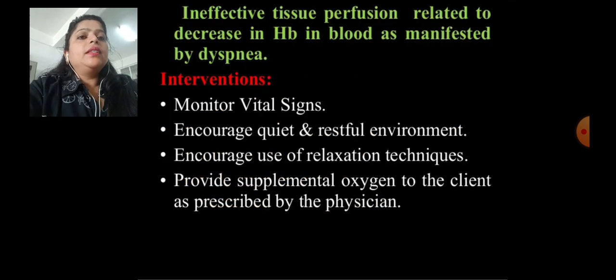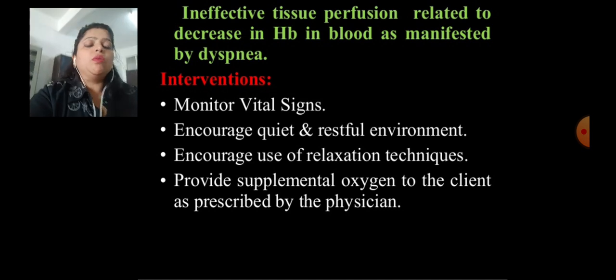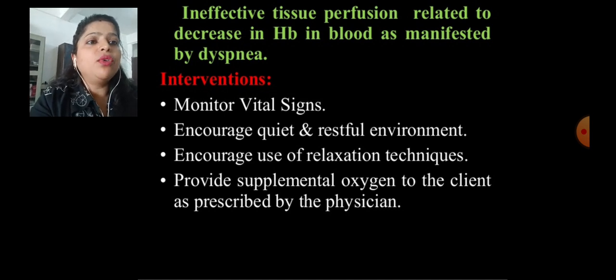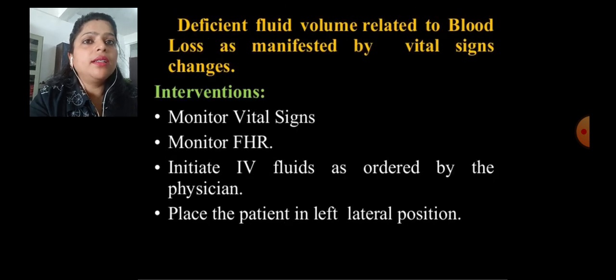Then comes ineffective tissue perfusion related to decrease in hemoglobin in blood as manifested by dyspnea. So due to dyspnea, what all things will we do? Here the intervention is monitor vital signs. Vital signs again are monitored. Encourage a quiet and restful environment. Encourage use of relaxation techniques and provide supplemental oxygen to the client as prescribed by the physician.